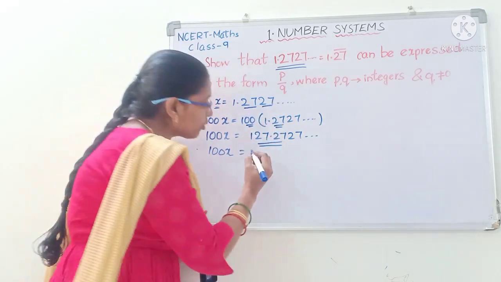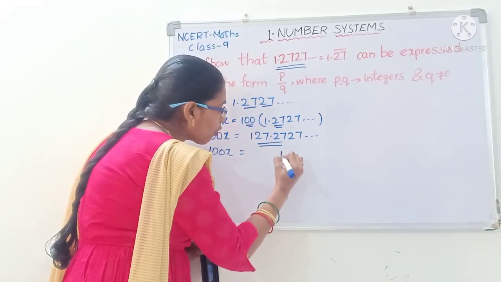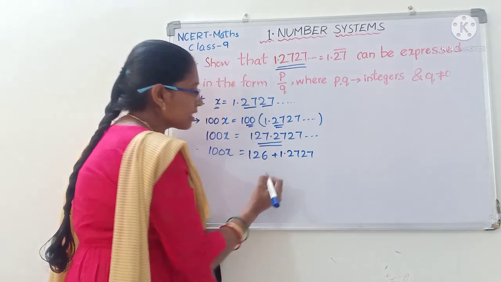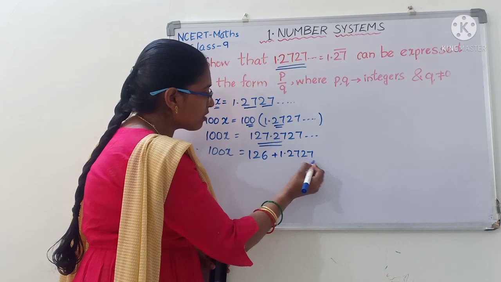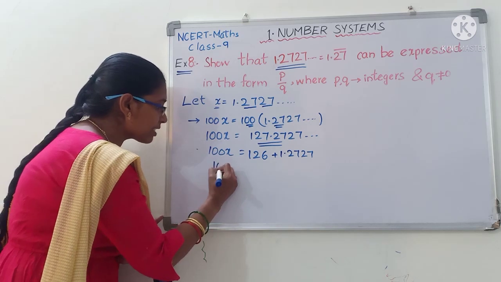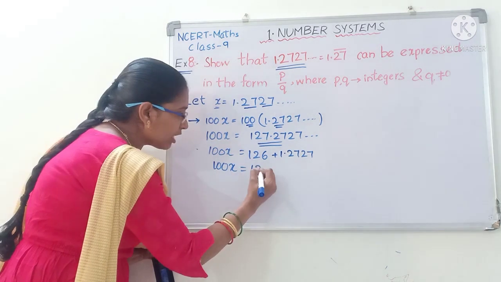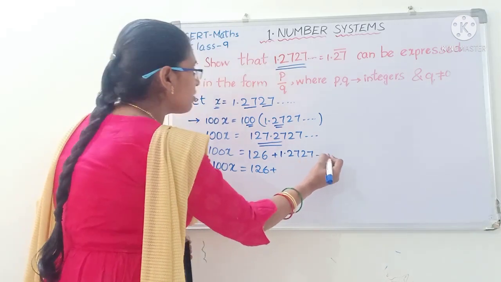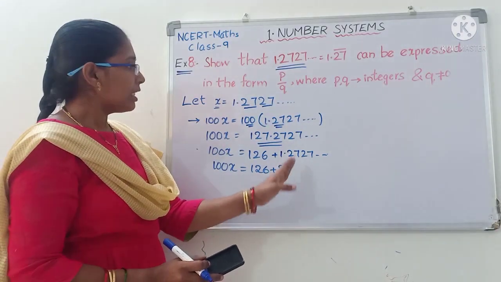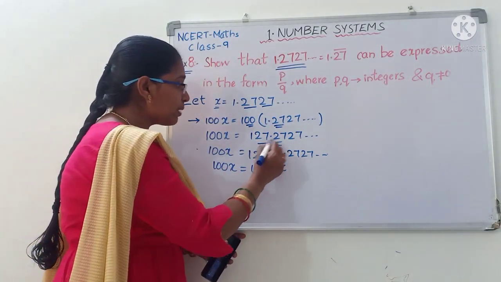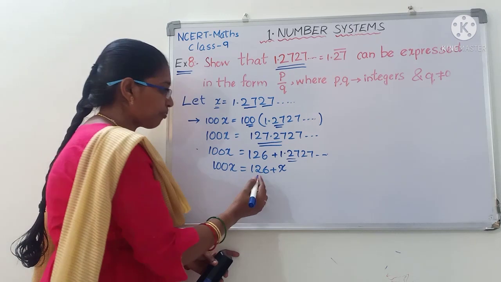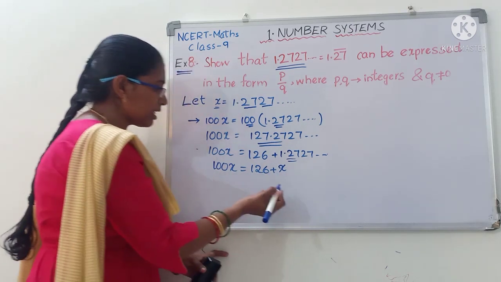So how can you write that, children? One number should be 1.2727. So what will be the other number? 126. So 126 plus 1.2727 is 127.2727. Why do you do this, children? Because in the next step, we can write 100x as 126 plus 1.2727 and so on, which is nothing but x. To solve the problem easily, we split this number into a sum of two numbers, where one number is the same as the number given in the question. So 100x is equal to 126 plus x.